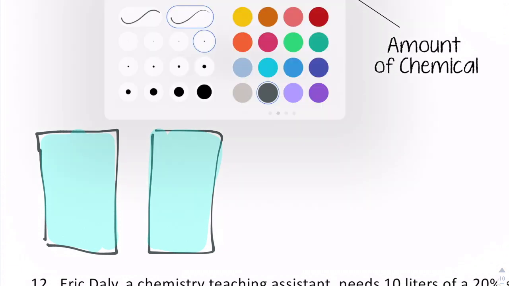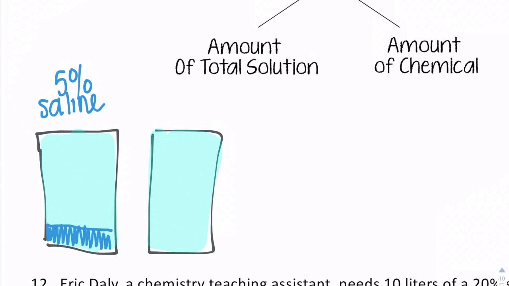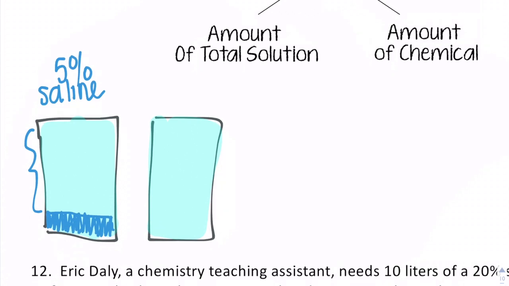If I tell you that this is a 5% solution, then 5% of it, so this is all liquid, 5% is the actual chemical. So let's say it's 5%, I don't know, saline solution, okay? 5% is actually saline. The rest of it, this 95% remaining, that's actually water, okay?